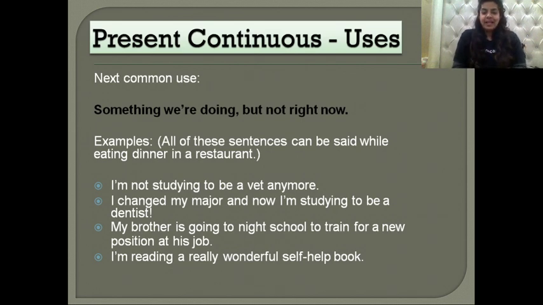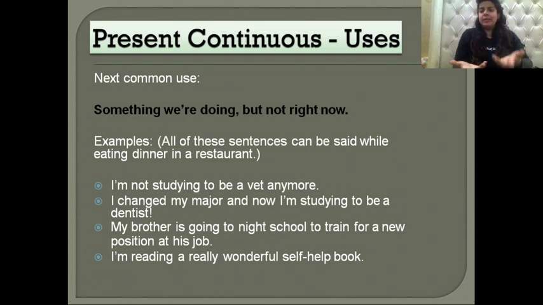Okay, yes. Now, the second example could be, I changed my major and now I am studying to be a dentist. So it means you have changed your goal in life. That's perfect. You used past tense for that. But something which you are doing right now in your life, I am studying to be a dentist, you describe that in present continuous tense. My brother is going to night school to train for a new position at his job. Something which your brother is doing these days, you describe in present continuous tense. I am reading a really wonderful self-help book.